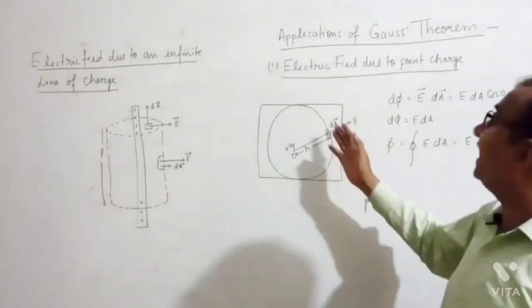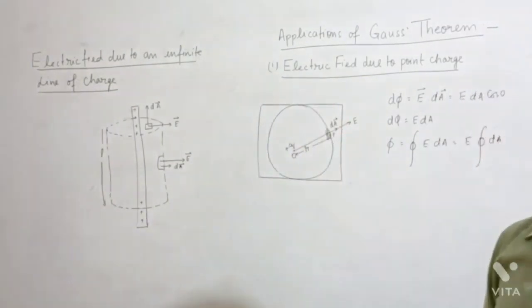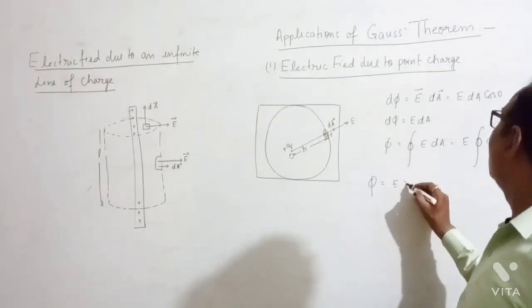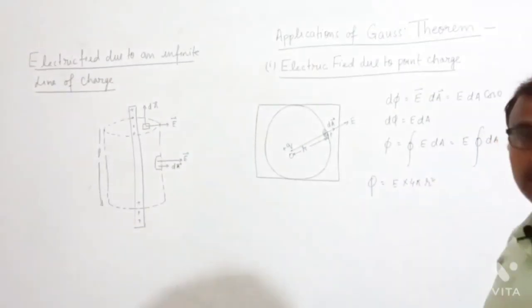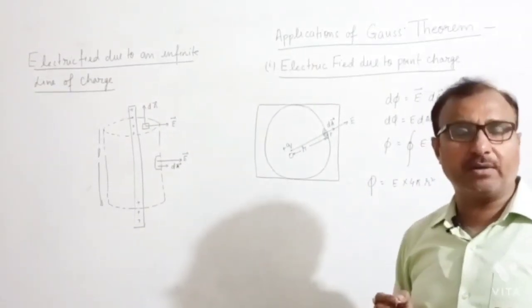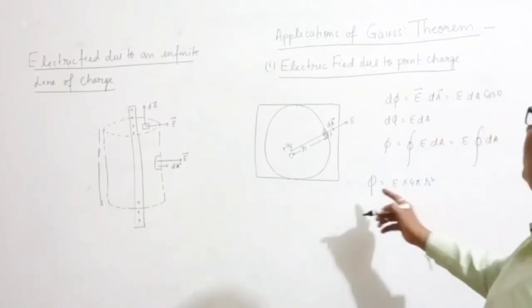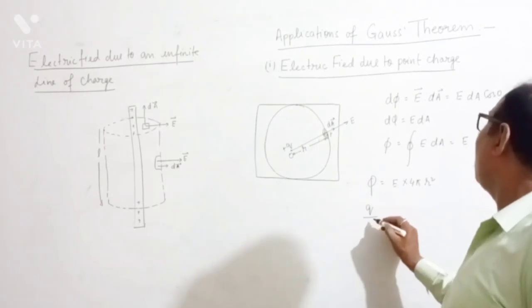What is the integral of dA? Area. What is the whole area of the sphere? The area of the sphere is 4 pi r square. This is your area of the sphere. And what is the value of phi? Phi equals Q upon epsilon naught. This is according to Gauss theorem.